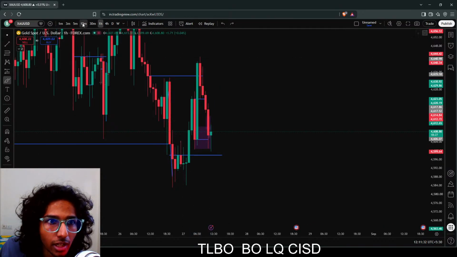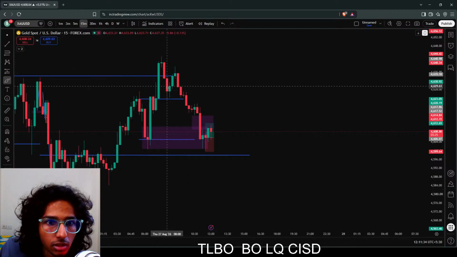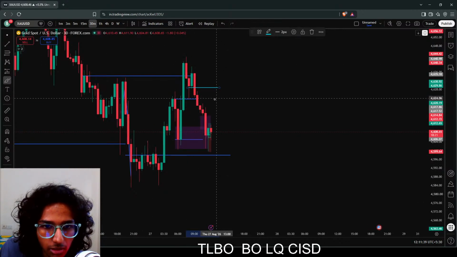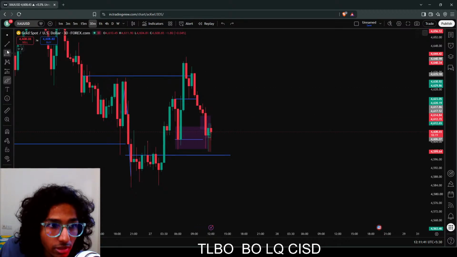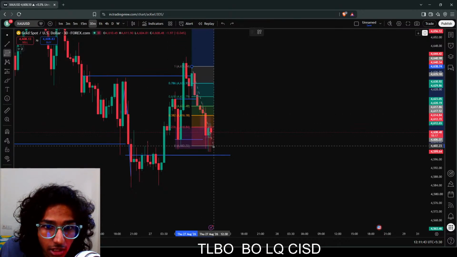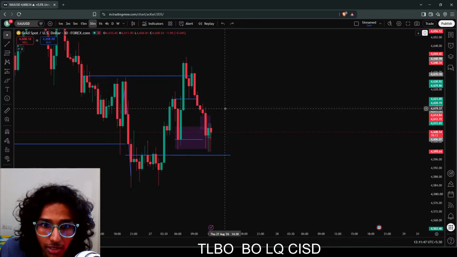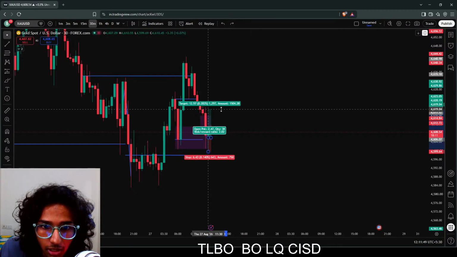H1 rejected over here. M15 broke to the downside. M15 or M30, whatever time frame you're comfortable with. M15, so obviously it's good. I understand this is the M15 level. You need to be careful about here. Price can come over here. It's like 19, right? So something around 1:2.